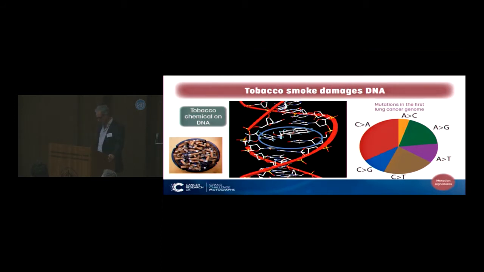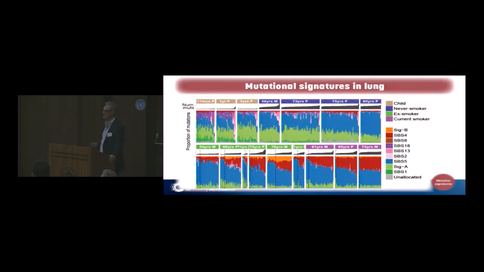And as you've heard many times during this meeting, we can develop methods to extract the mutational signatures that we see in these lung cells. So this is the 630 lung cells. Each of the columns here is a lung cell grouped by the different patients, and the proportion of mutations in each of those lung cells that can be attributed to the different mutational processes. So there are some interesting things in here.